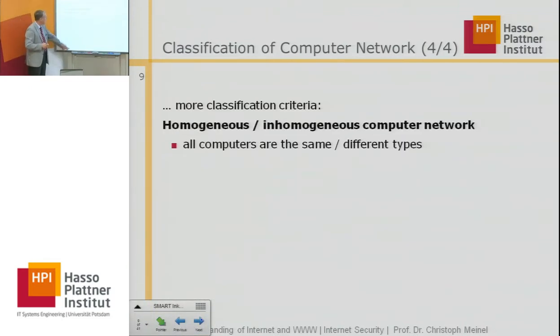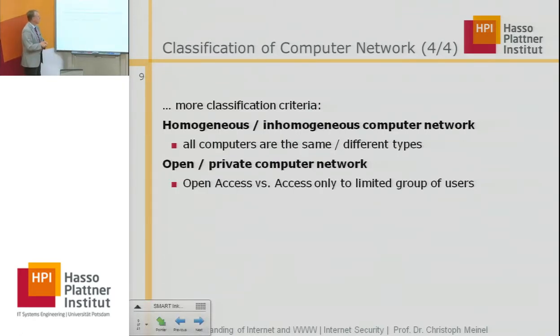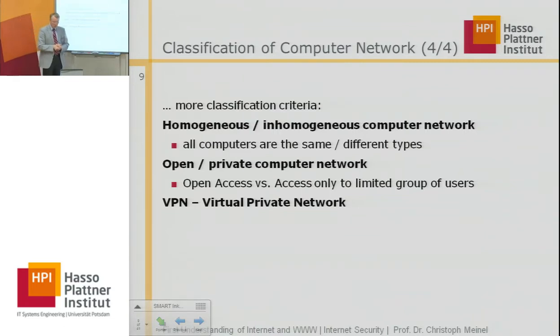We have more classification criteria. We can classify according to the type of the devices that are connected to the computer network. If all computers are of the same type, then it's a homogeneous network. If computers are of different types, then we have an inhomogeneous network. We can also classify according to who has what kind of access to the system. We can distinguish between open computer networks and private computer networks. Open computer networks provide open access, for example, by paying some money to get these resources. The other type is private computer networks, such as an enterprise network. Access to such networks is limited to a special group of users.